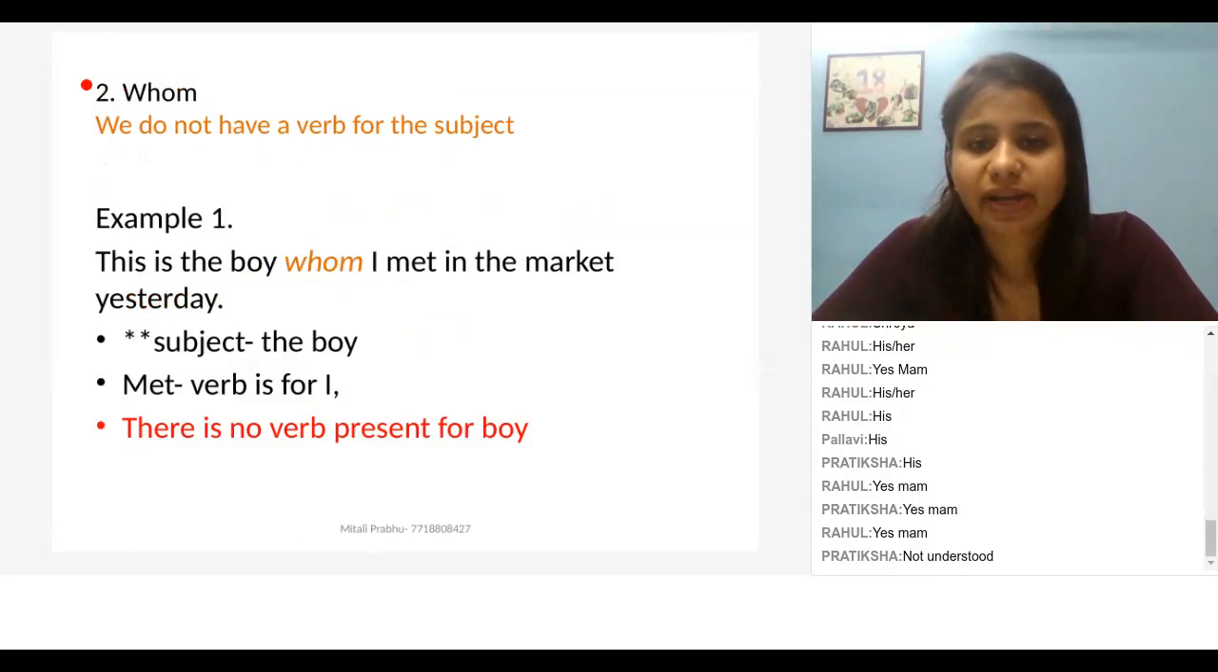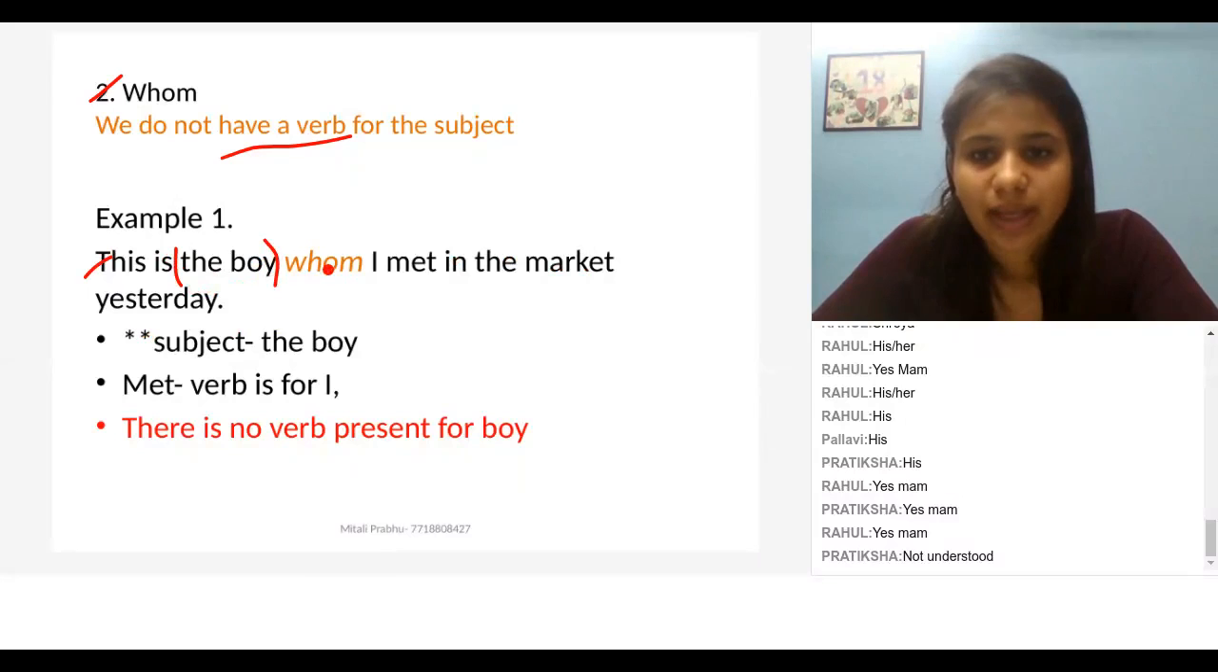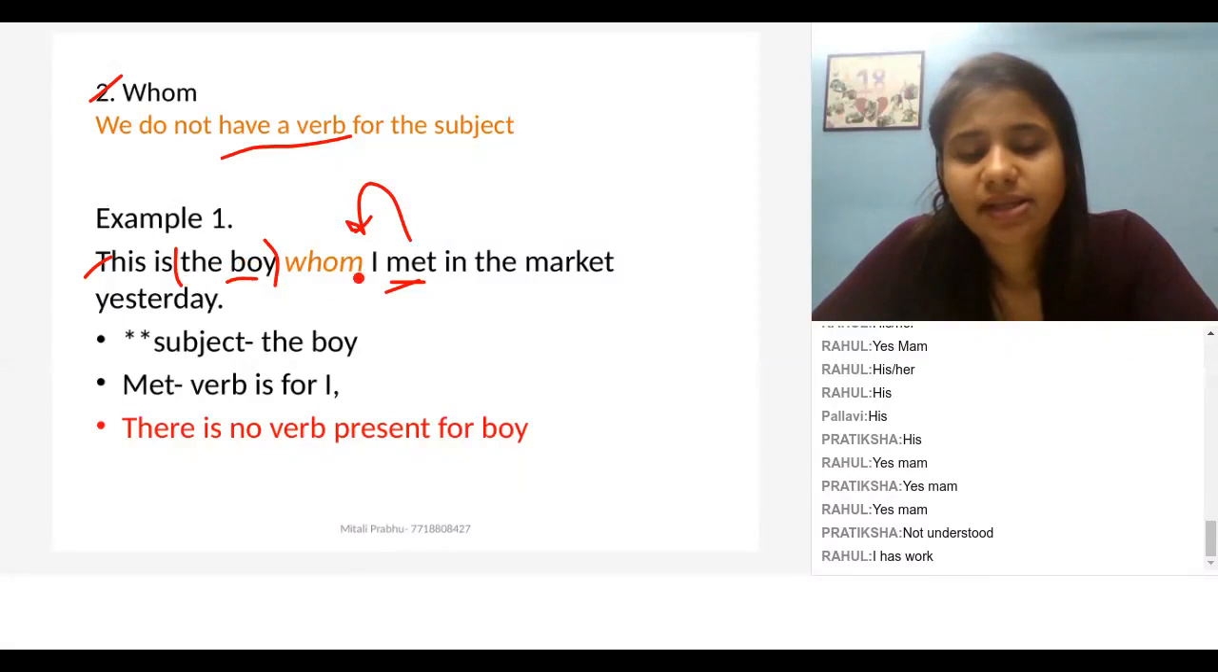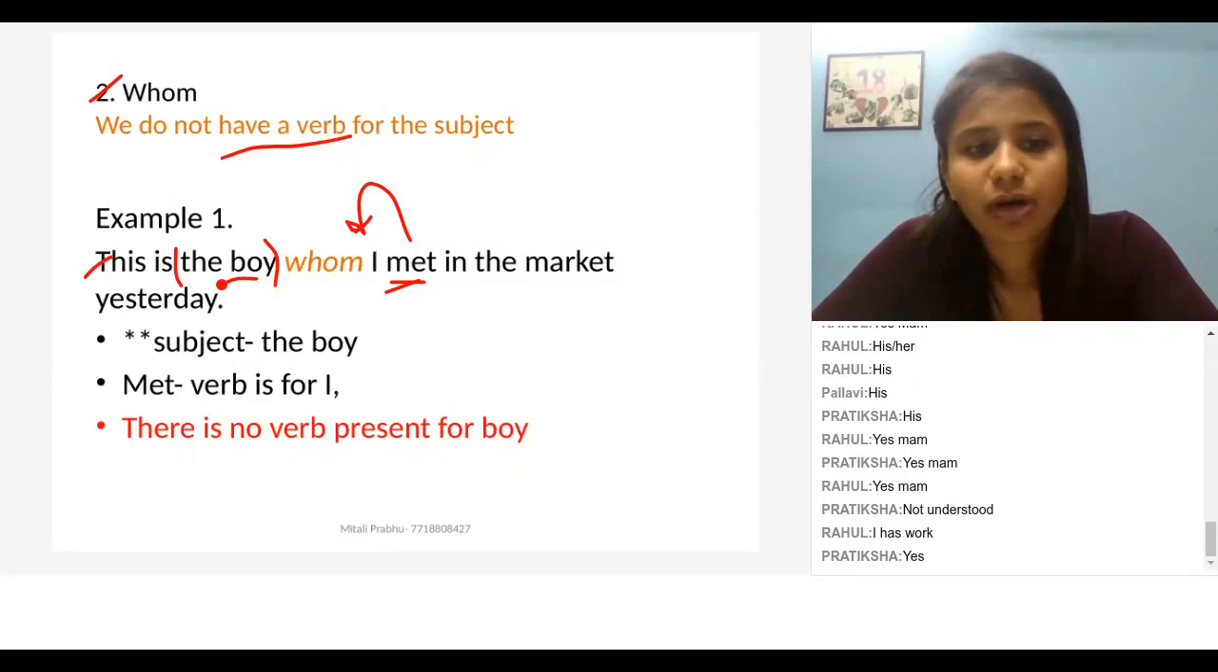Now when to use whom: when we do not have a verb for the subject. If I have the sentence, "This is the boy whom I met in the market yesterday," the boy is our subject, right? Is there any verb for the subject in the sentence? Has the boy performed any action? Met is the verb for I. Met is not the verb for the boy here. Is this clear? There is no verb for the boy.